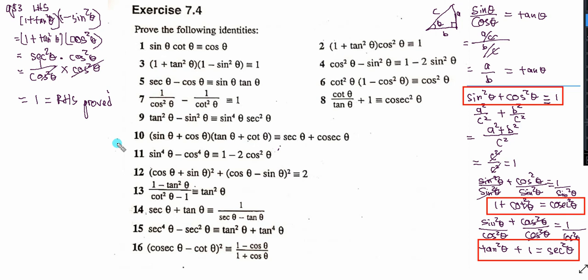Okay? Now, let's look at question number 9. If you look at it, this is 1 term, this is 2 terms. This one is more complicated because it contains two terms.